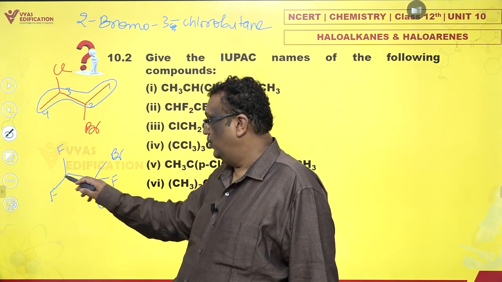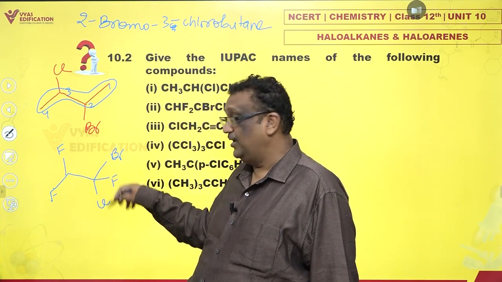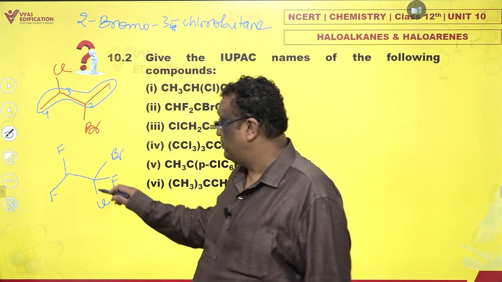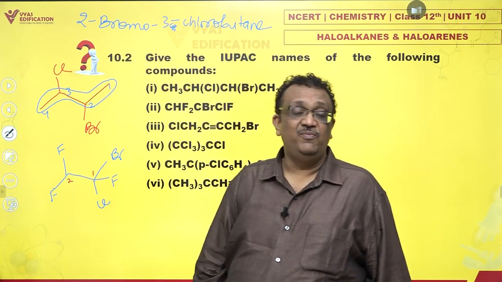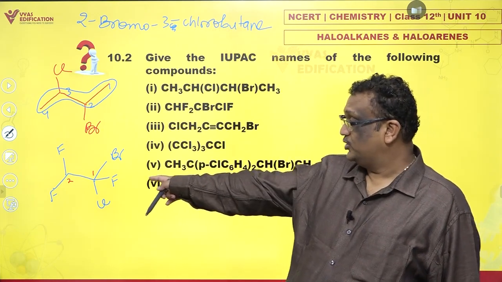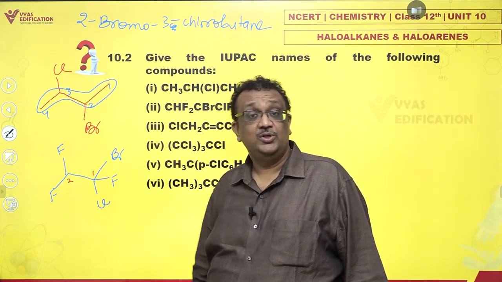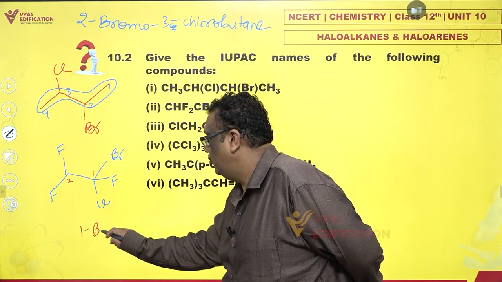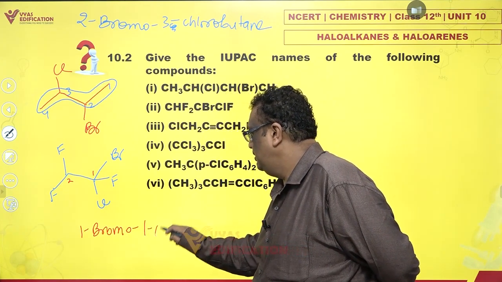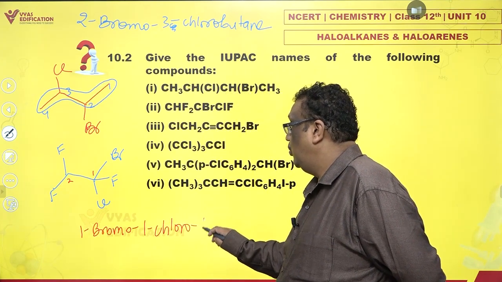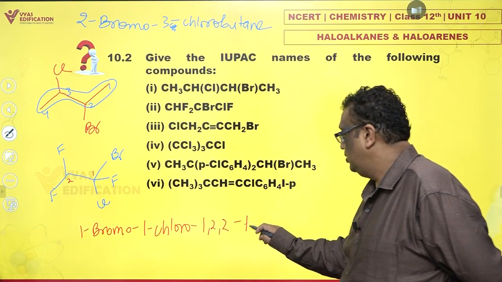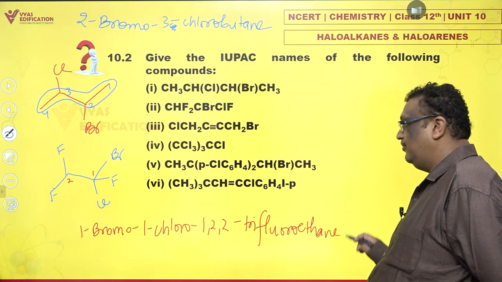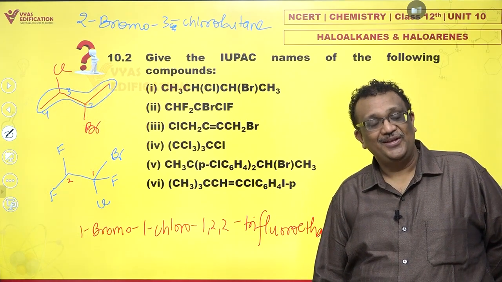Well, this one has 2 substituents and this one has 3. So first of all, number of substituents you have to see. Whichever has greater number of substituents is preferred, and only when that number is same we talk about alphabetical order. So this carbon is 1 because it has 3 substituents and this carbon is 2. What next? Well, we have 1-bromo-1-chloro-1,2,2-trifluoroethane. Fascinating. This is the name? Yes, this is the name.